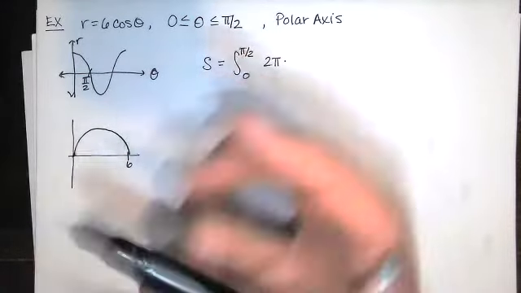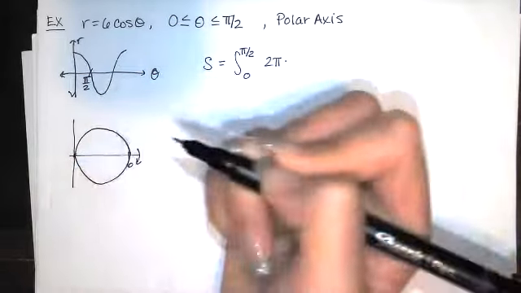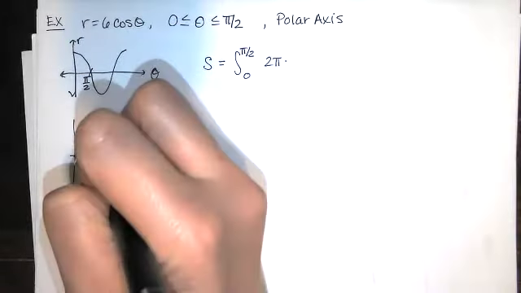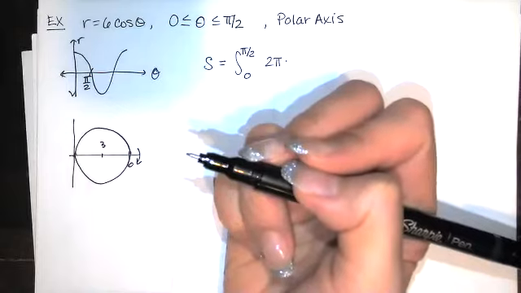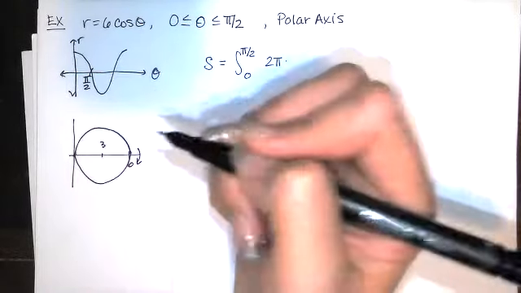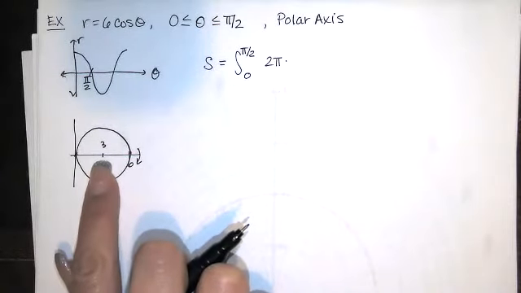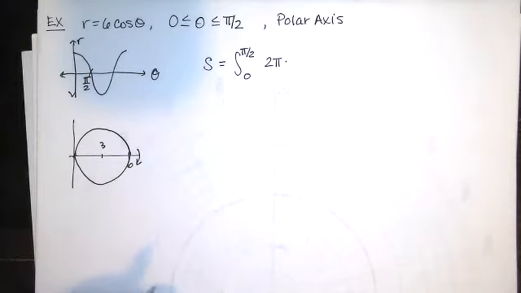And we're taking that and we're revolving it about the polar axis. I think we can all see that that's going to be a sphere of radius 3, centered at x equals 0, y equals 3, or that's what it would have been in rectangular coordinates.